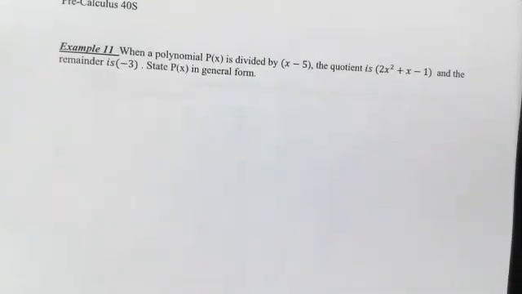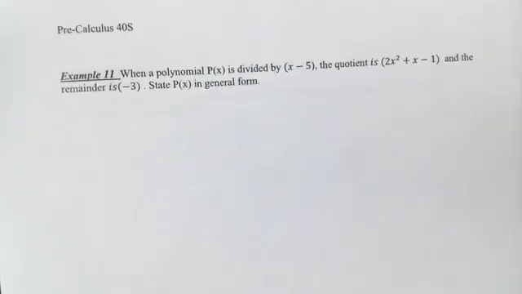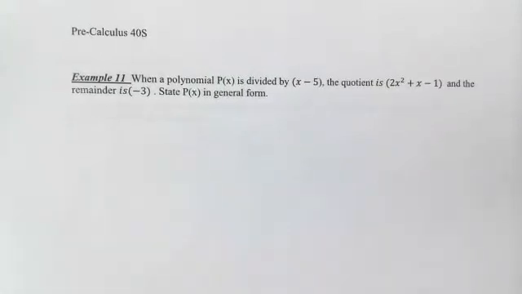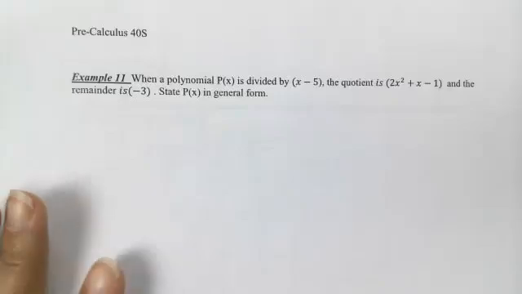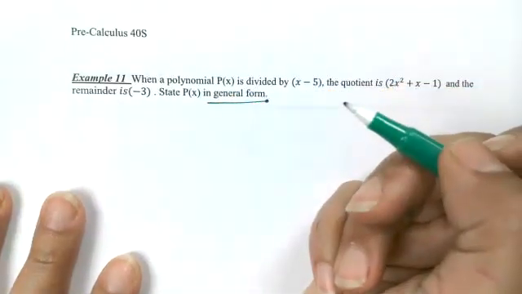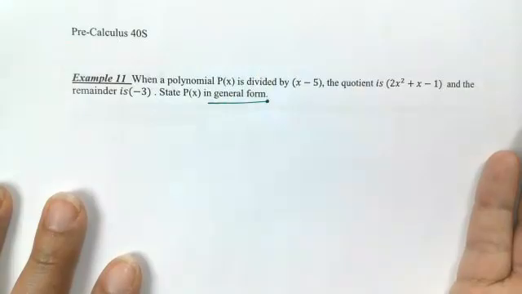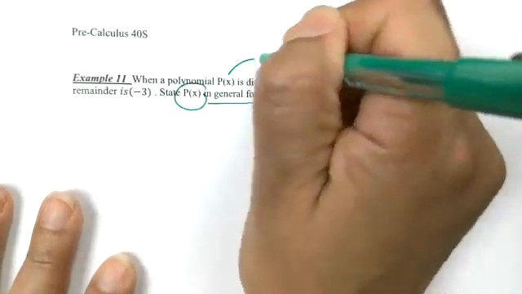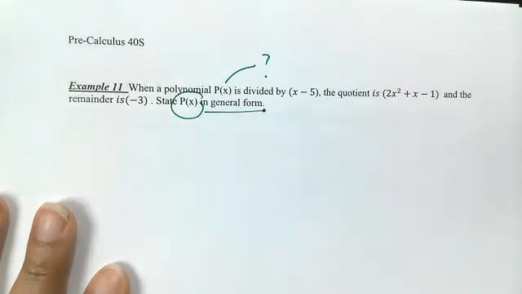So when a polynomial p of x is divided by x minus 5, the quotient is 2x squared plus x minus 1, and the remainder is -3. State p of x in general form, meaning from the highest exponent to the lowest exponent, okay? Now, you have to state p of x, but you don't know what p of x is.